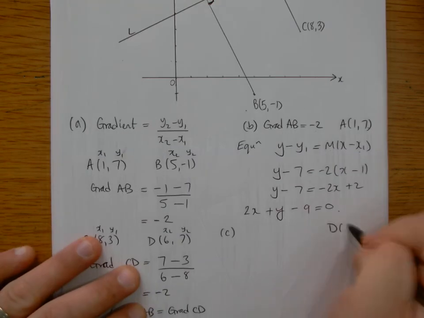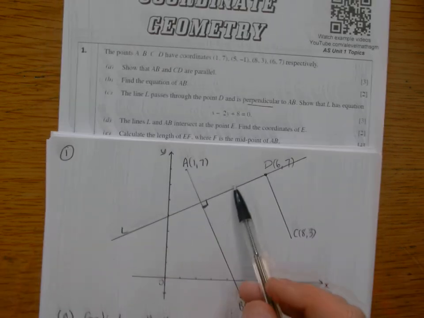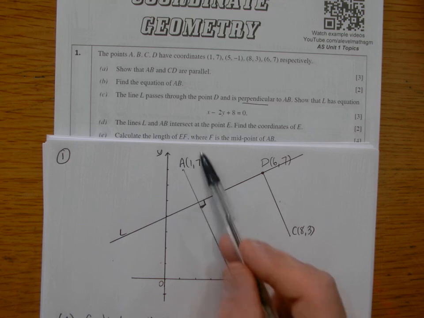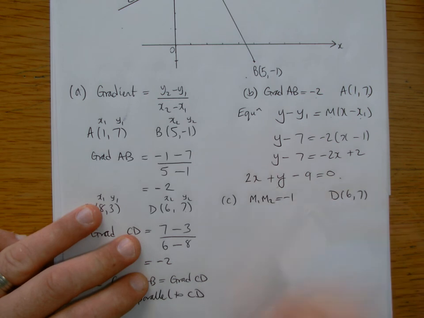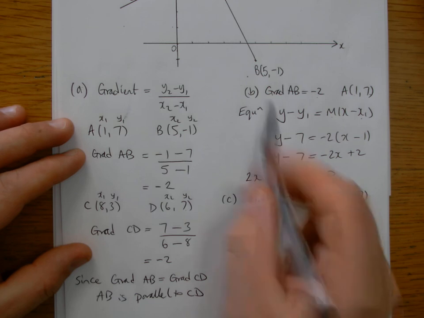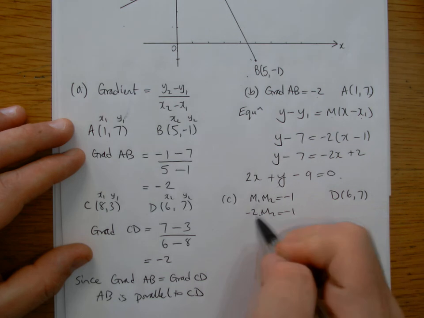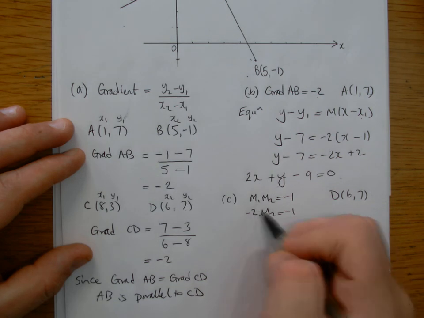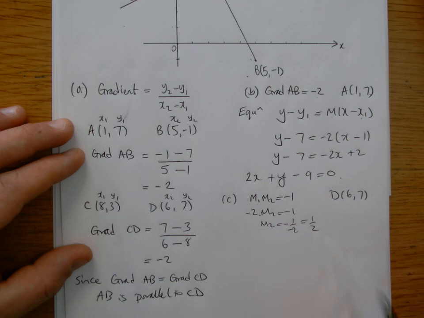So we've got a point. We use that point D, which is (6, 7). We also need the gradient of the line. Because it's perpendicular to AB, we can use the formula for perpendicular gradients: m1 times m2 is minus 1. We know the gradient of AB, the one that's perpendicular to it, is minus 2. So we can put minus 2 in, and then we can get the gradient for the line we want, line L. If we take that minus 2 over, we get a half. So the gradient is a half.